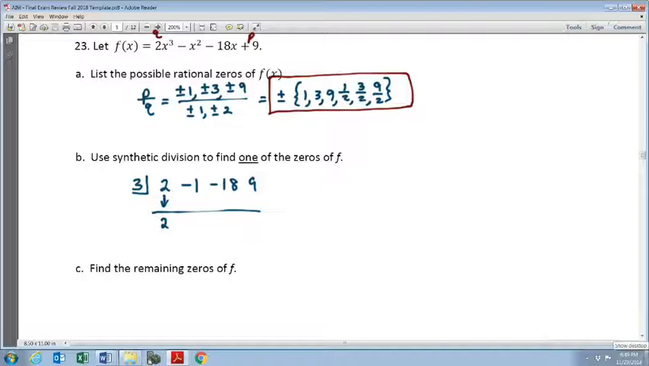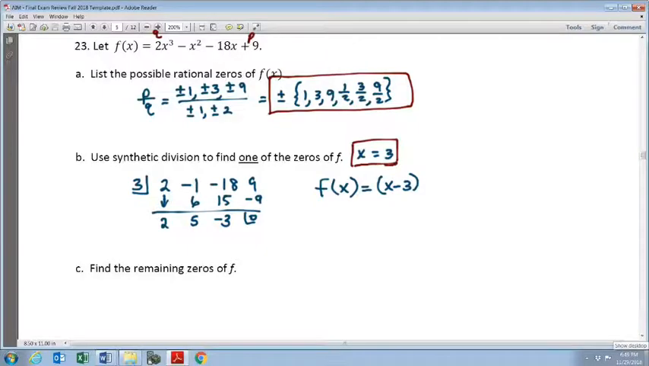So drop the 2, we're going to multiply, we get 6. And when we add here, we get 5. Multiply, we get 15. When we add, we're going to get -3. Multiply, we get -9. And when we add, we get 0. And so again, we verified that x equals 3 is a 0, which means x minus 3 is a factor of f of x. There's my 0, x equals 3.